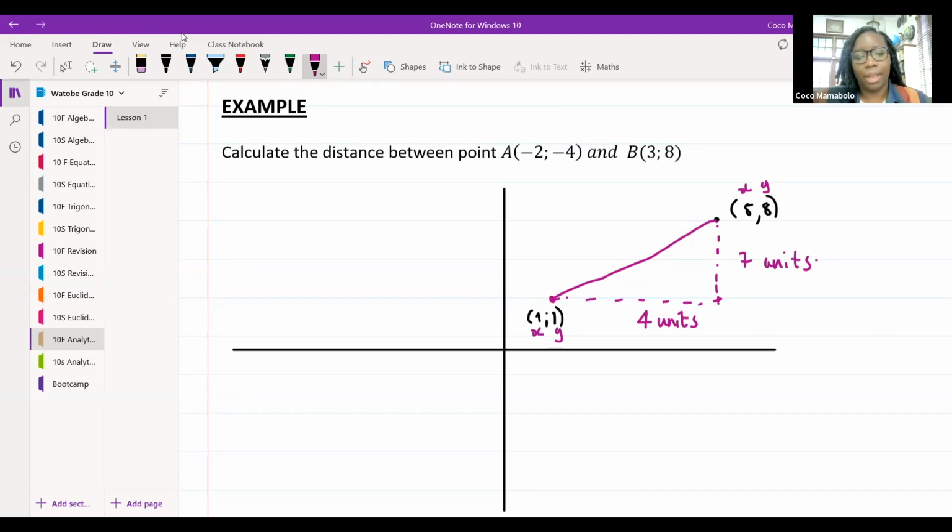And then Amohelang says, don't you need to use the special angles? Not for this, my sweetie. We're going to learn something completely different. Okay, just hold on, I'm going to explain. Just hold on for me.